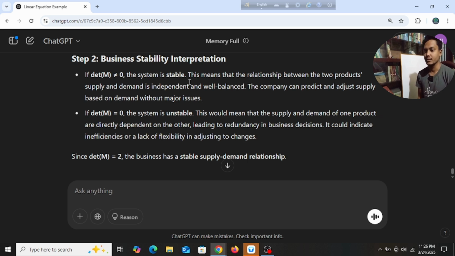If the determinant is 0, the system is unstable. This would mean that the supply and demand of one product are directly dependent on the other, leading to redundancy in business decisions. It could indicate insufficiencies or lack of flexibility in adjusting to changes.